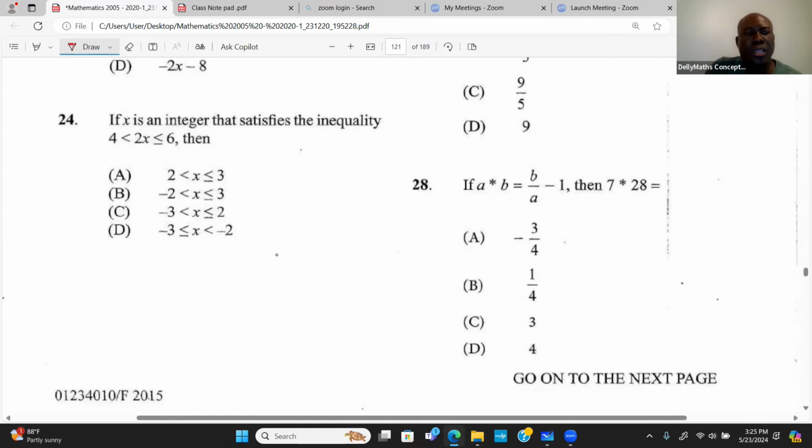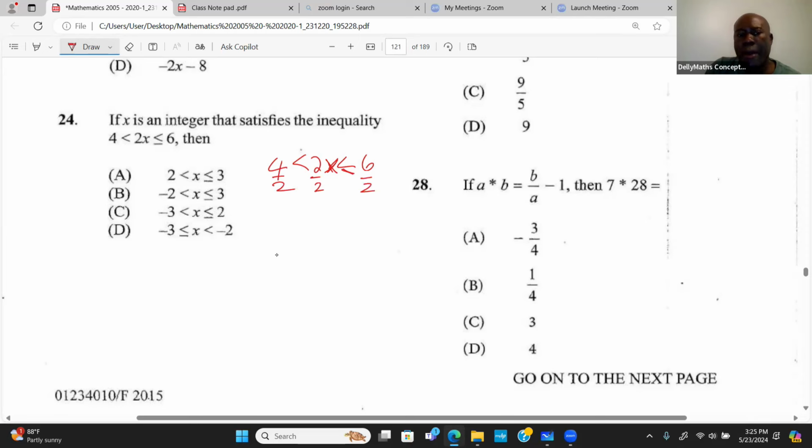24. If x is an integer that satisfies the inequality where 4 is less than 2x, which is less than or equal to 6, then what is x? Basically, you want to remember that this is worked out just the same way as an equation. So we're going to divide everything by 2.